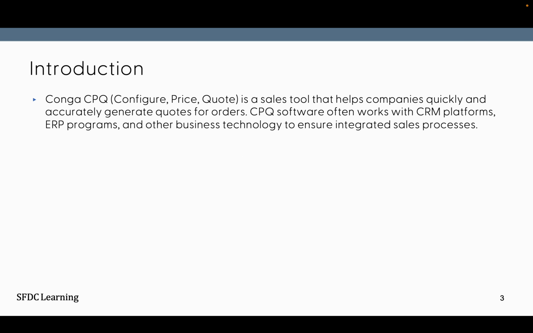Introduction: Conga CPQ is a sales tool that helps companies quickly and accurately generate quotes for orders. CPQ software often works with CRM platforms, ERPs, and other business technology to ensure an integrated sales process, right? And this is where Conga CPQ comes into the picture. Price ramp refers to a pricing model which varies over time.